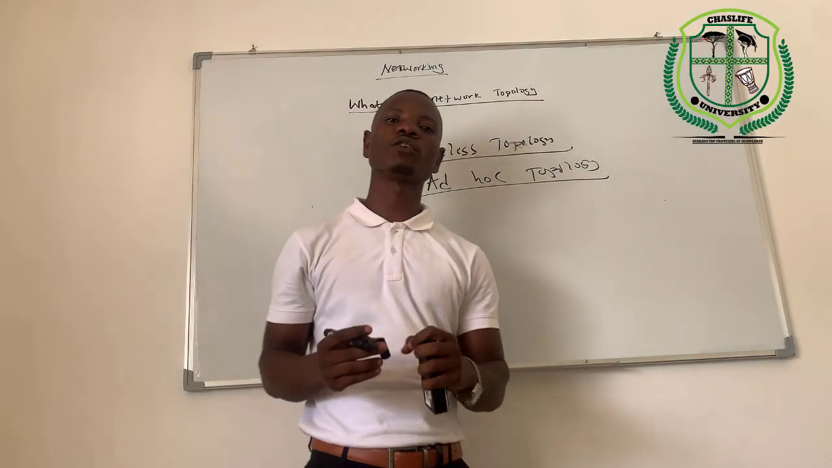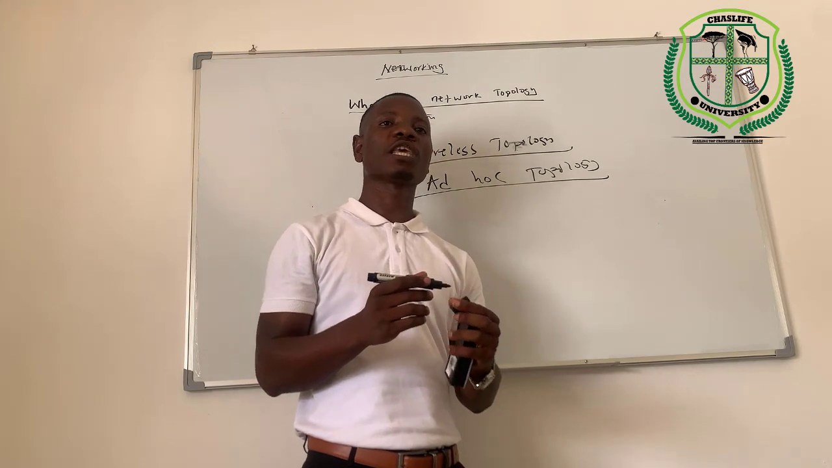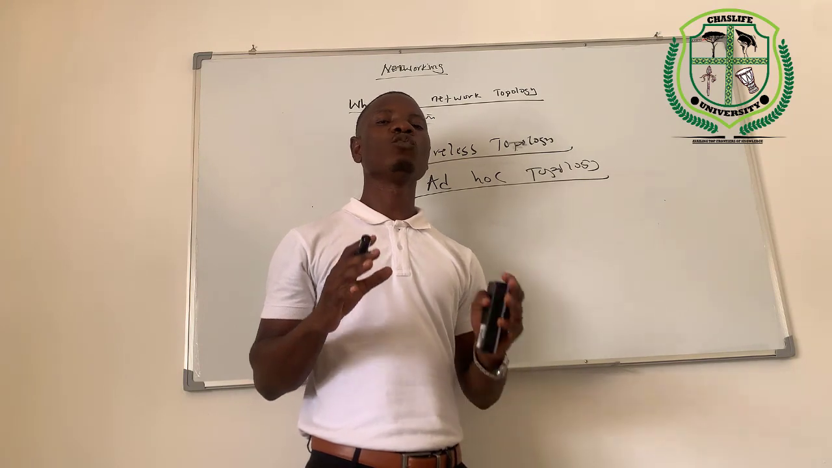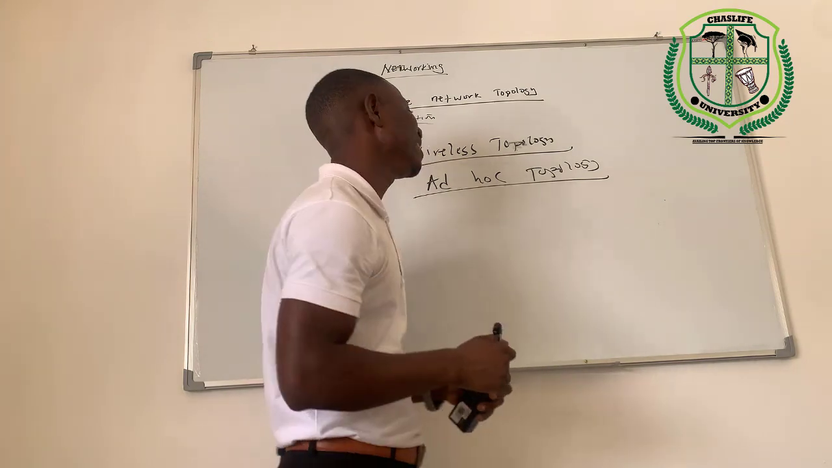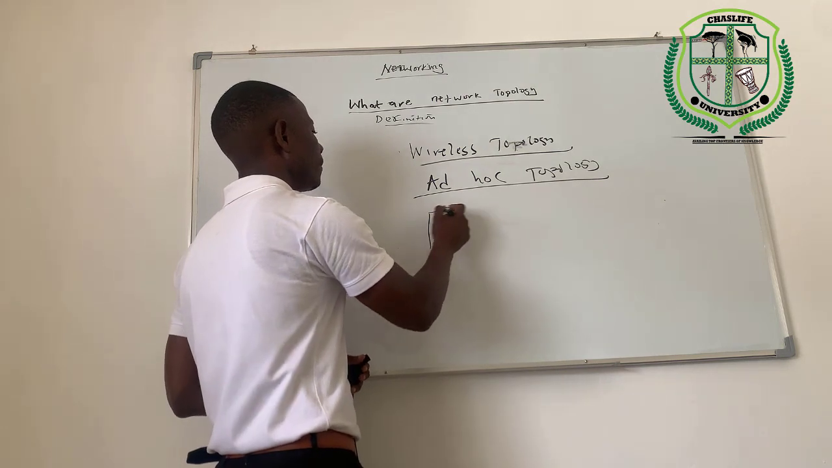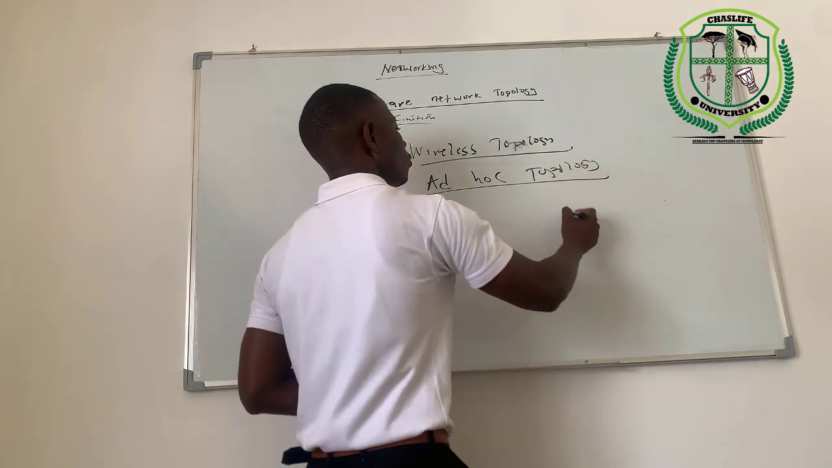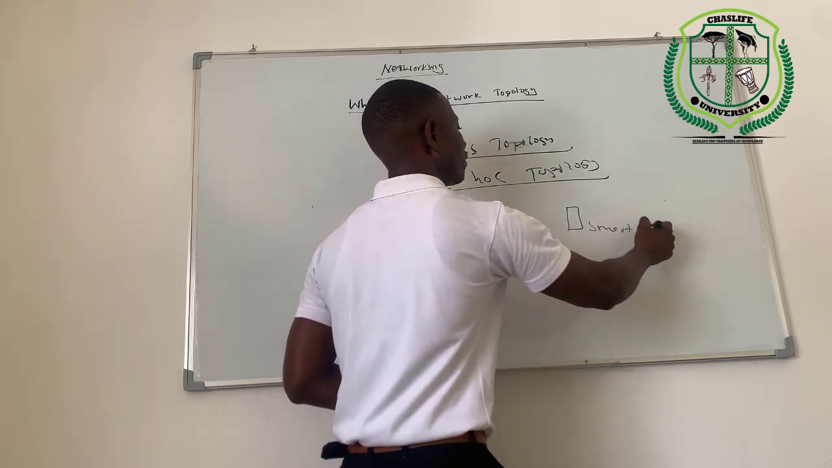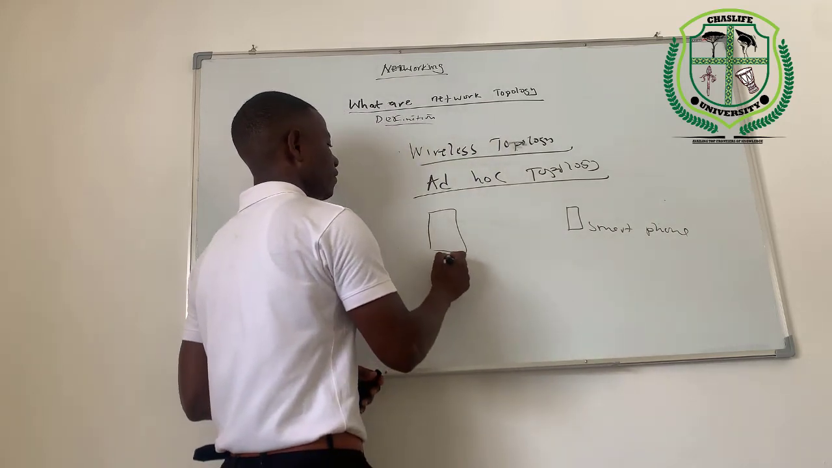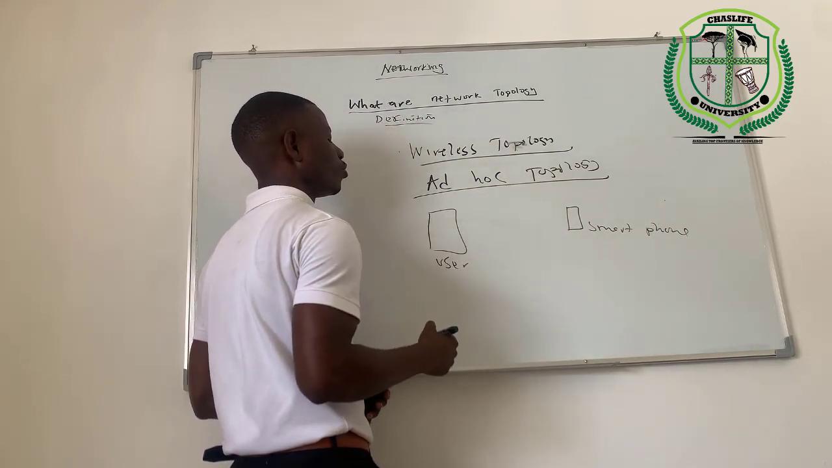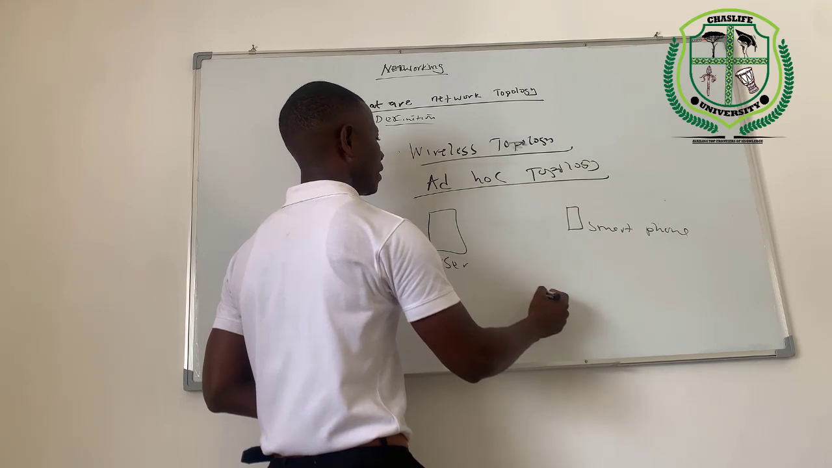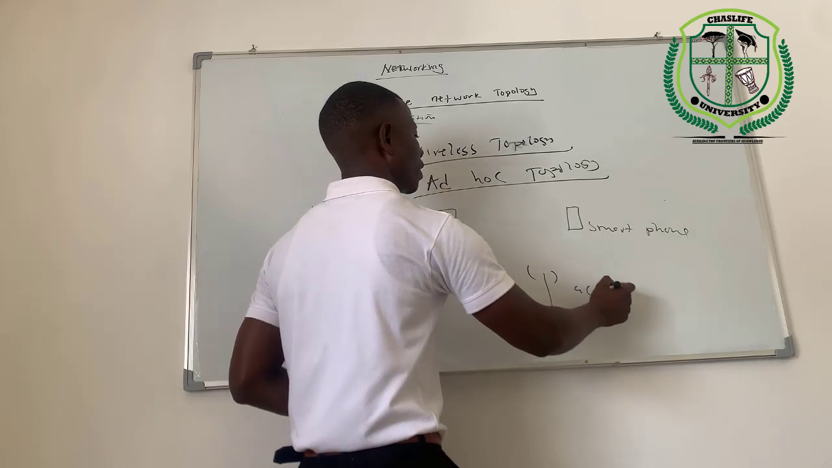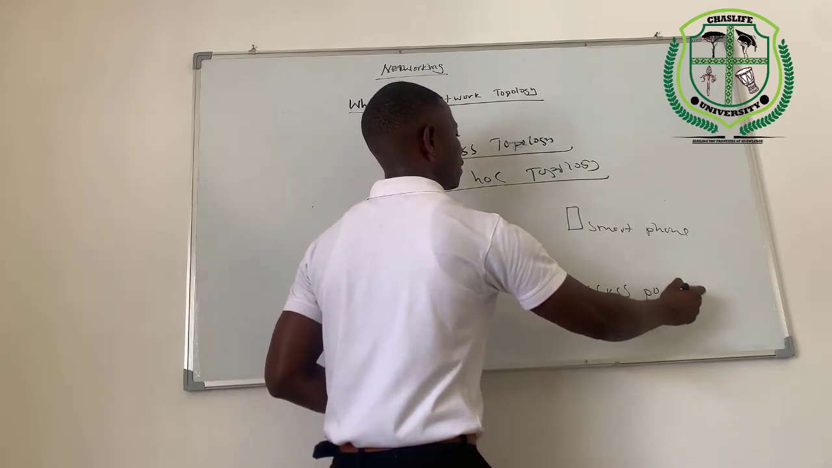Now under ad hoc topology, you don't need any physical infrastructure. Let's say, for instance, you have a computer here, and you have a smartphone here. Okay, you have a smartphone and then you have a user, this is a computer. And then here we can say this is the access point.